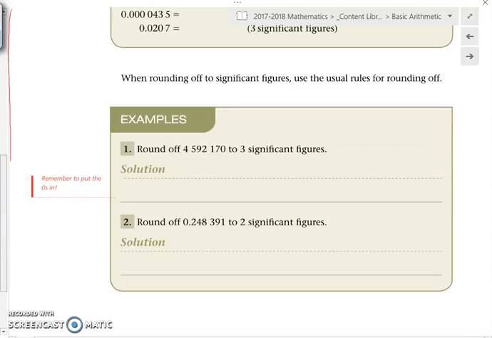When rounding off to significant figures, use the usual rules for rounding off. In other words, if it's 5 or more, you round up. If it's 4 or less, you round down. Round off 4592 to three significant figures. It's got more than three significant figures. 4, 5, 9 are your first three significant figures. So 4, 5, 9. The rest of them are zeros. And you have to keep the rest of them, otherwise you change the value. We only just want to change it to significant figures.